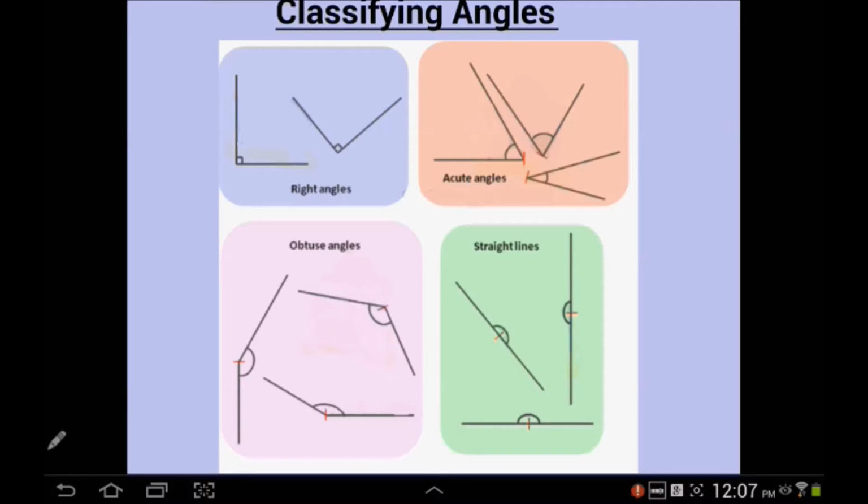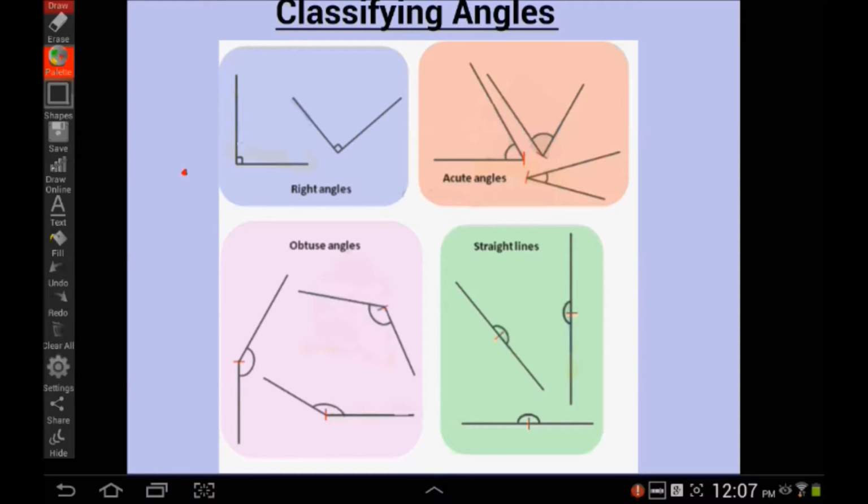In our first slide right here, what we have are the basic groups of angles. Here, we're going to classify angles into their correct classification. So you got right angles right here. Right angles equal exactly 90 degrees. They don't equal 90.1, they don't equal 89.9, they're exactly 90 degrees. They're usually denoted with a square in the corner.